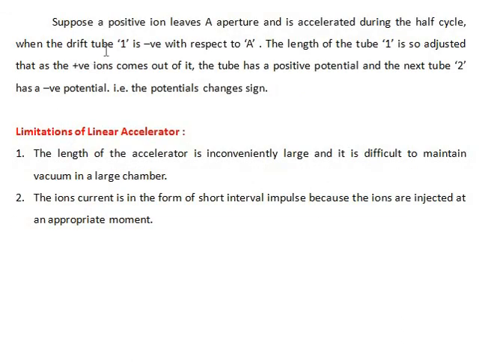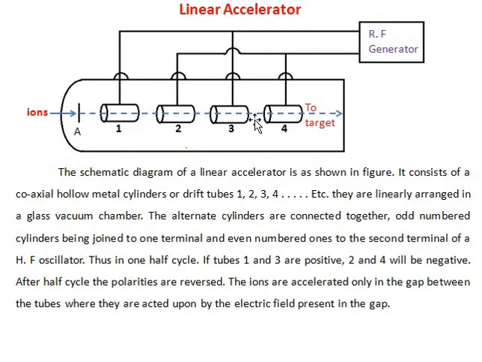Okay, suppose a positive ion leaves aperture A and is accelerated during the half cycle when the drift tube 1 is negative with respect to A. The length of tube 1 is so adjusted that when the positive ion comes out of it, the tube has positive potential and the next tube 2 has negative potential, as we have discussed earlier. That is, the potentials change sign. So in this way, the acceleration of the ion takes place in a linear accelerator.